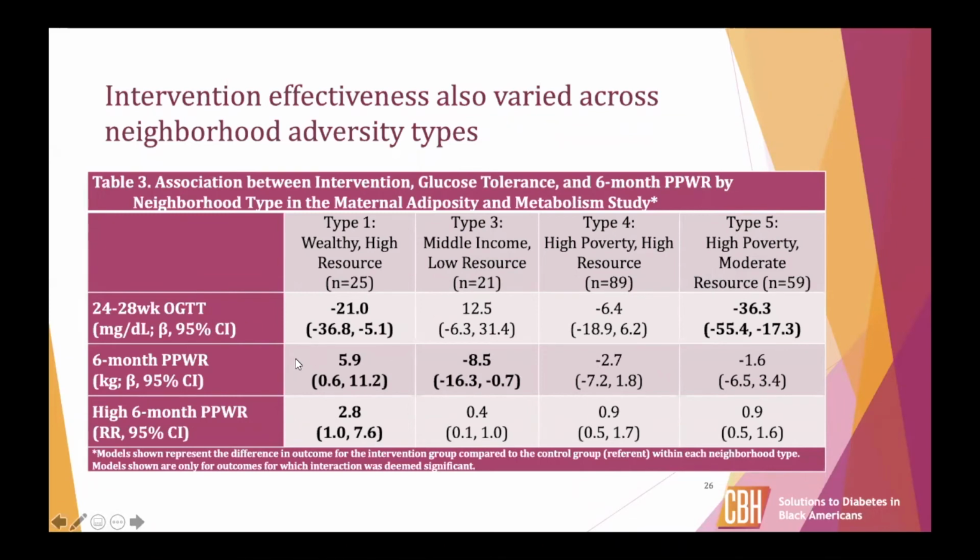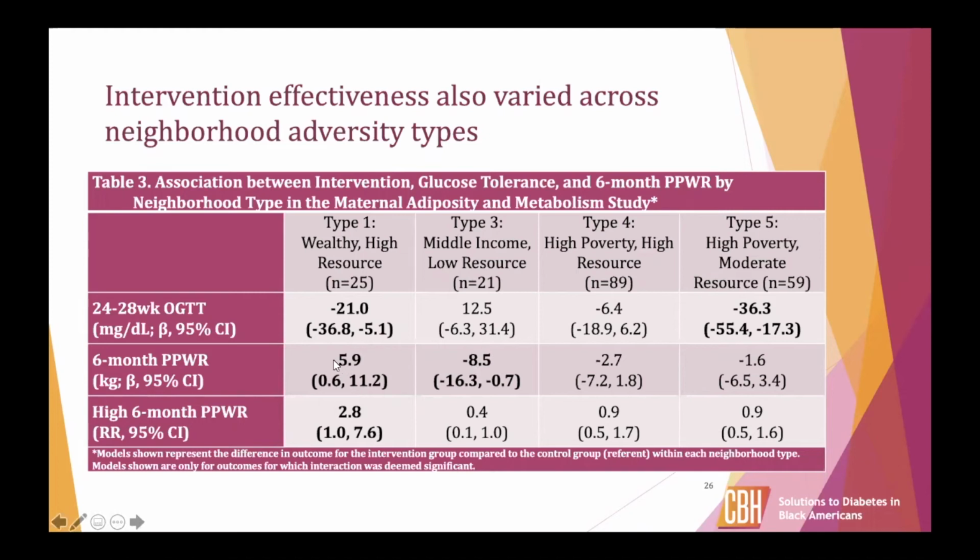Moving on to look at the 6 months postpartum weight retention outcomes, we actually started to see some interesting and informative findings. First of all, intervention effectiveness was not uniform across all neighborhood types. Looking at the middle income, low resource neighborhood type, we did, as we might expect, see that women in the intervention group retained less weight than their control group counterparts, which again we would hope, given that we hope that our mindfulness intervention would lead to more advantageous weight outcomes for the women participating.